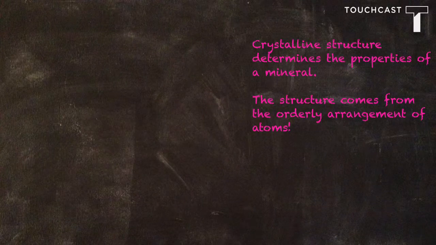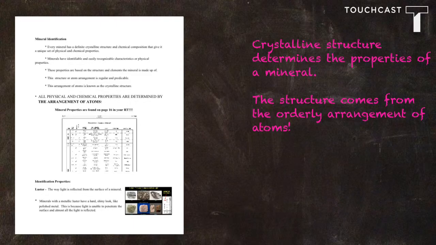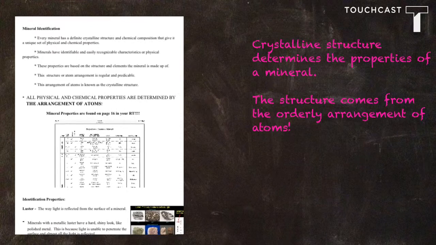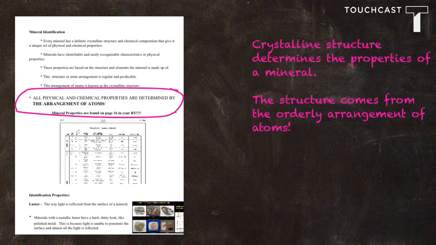When we look at our notes, we can see that it says every mineral has a definite crystal structure and a chemical composition that give it a unique set of physical and chemical properties. Without the orderly arrangement of these atoms, we would not see the differences that we see. Okay, so please make note that the physical and chemical properties are always determined by the arrangement of the atoms in the mineral.